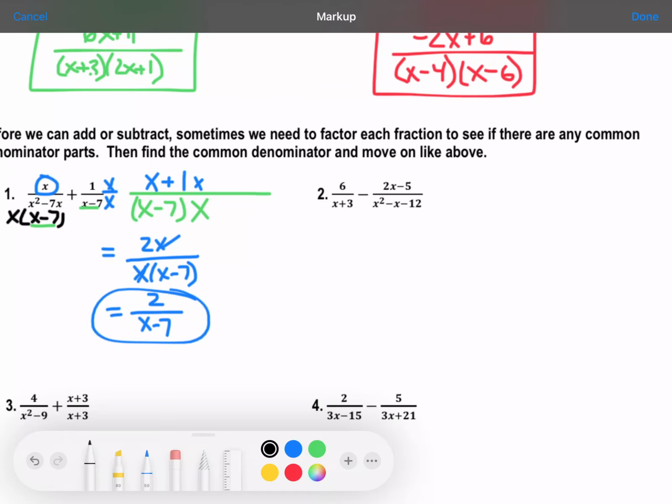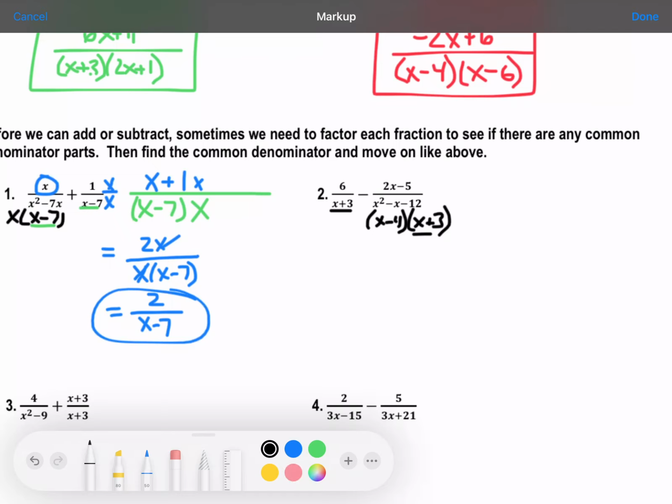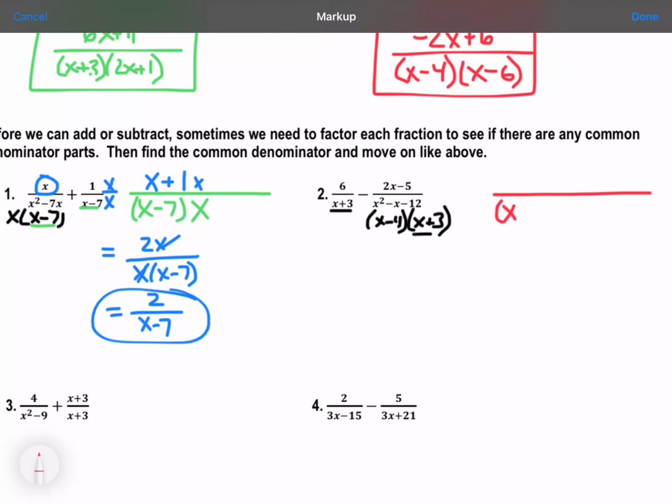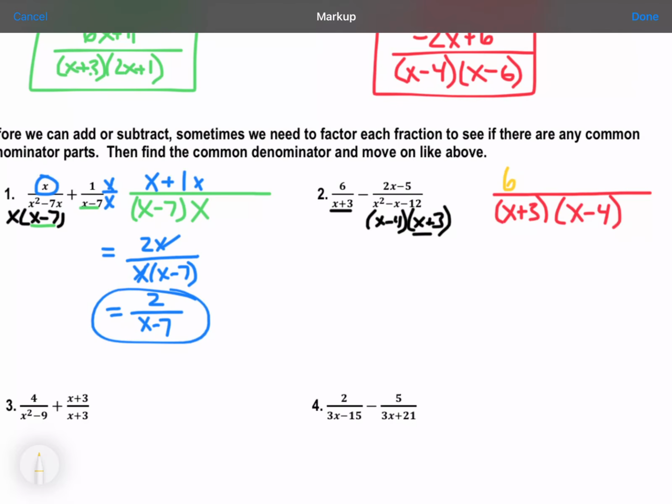All right, let's look at number 2. So x plus 3 is already factored out. X squared minus x minus 12 becomes x minus 4 times x plus 3. So they each have an x plus 3, so we would list that one time. And then we list any other factors that are available, the x minus 4. And so on top, the 6, we need to multiply by what it's missing. It's missing an x minus 4 over here to make the common denominator. So 6 times x minus 4 minus, and then the 2x minus 5 isn't missing anything. So we don't need to multiply by anything because it already had the common denominator.